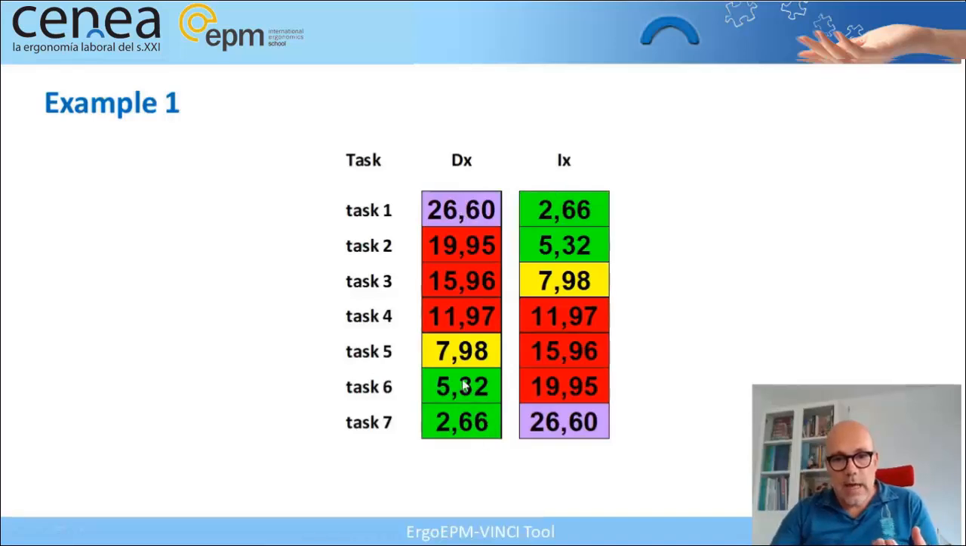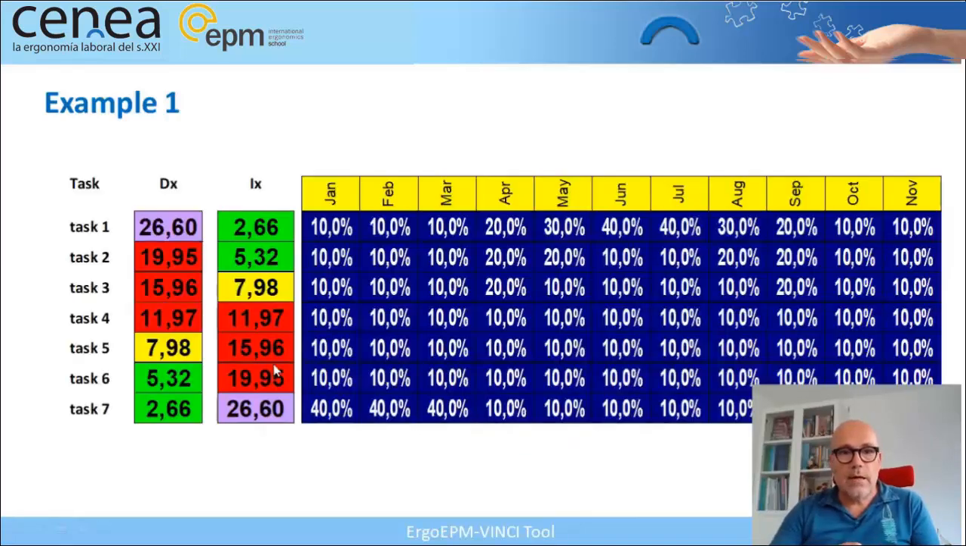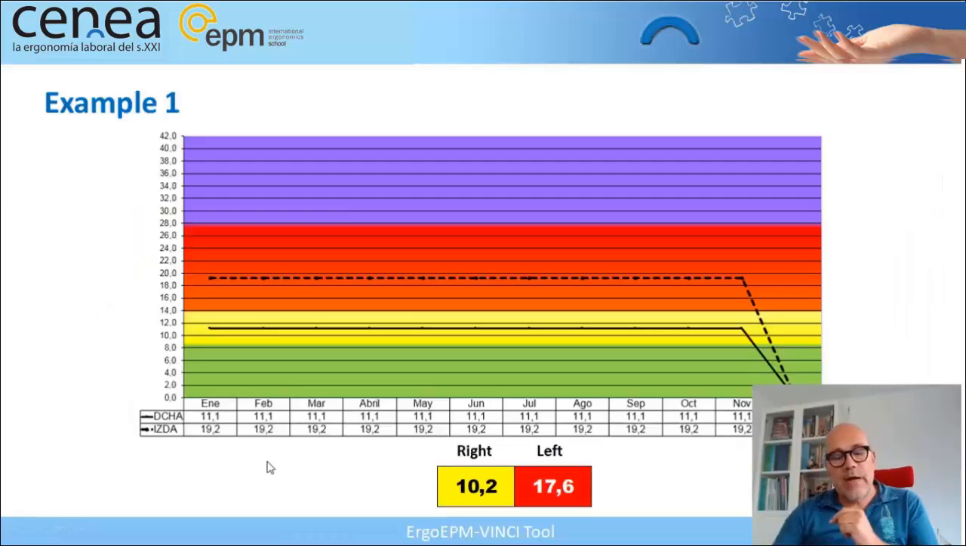Other tasks are very light for the right upper extremity, but demanding for the left. Good. What happens when, throughout the year, the person spends a small percentage of time on each of the tasks? Applying this model, we can calculate it. Although we were exposed to tasks that were very demanding for the right, in this case we finally obtain a trivial or very low-level risk for the right upper extremity and a significant risk for the left.